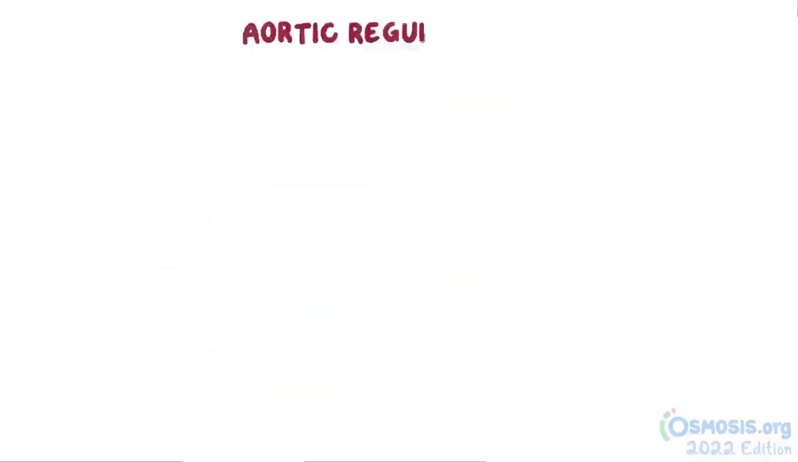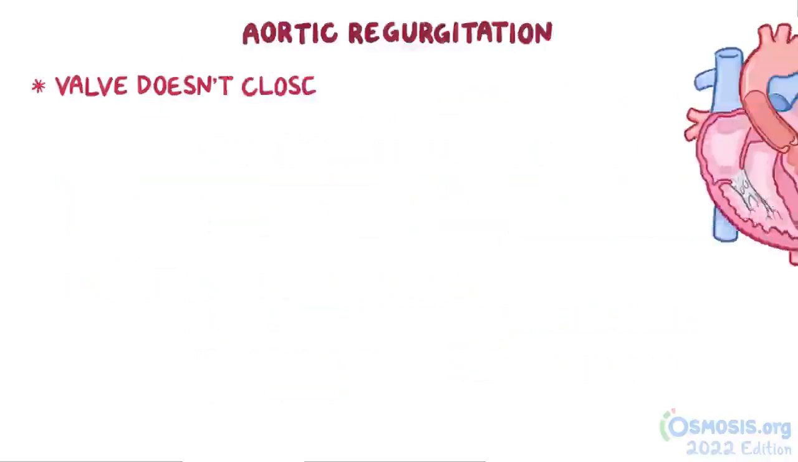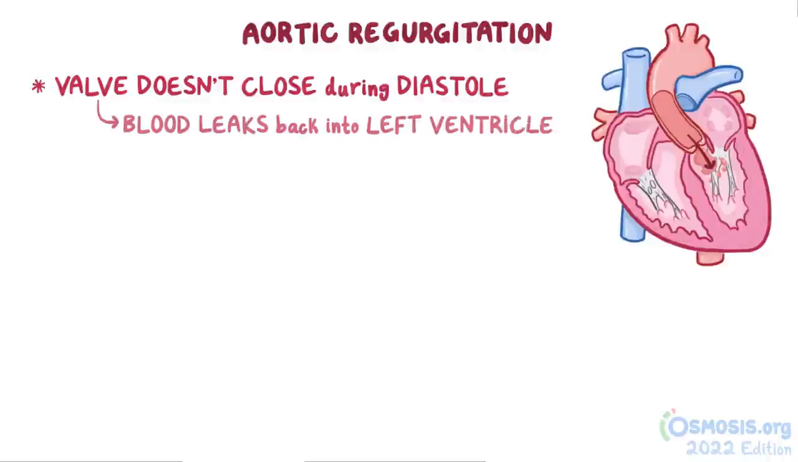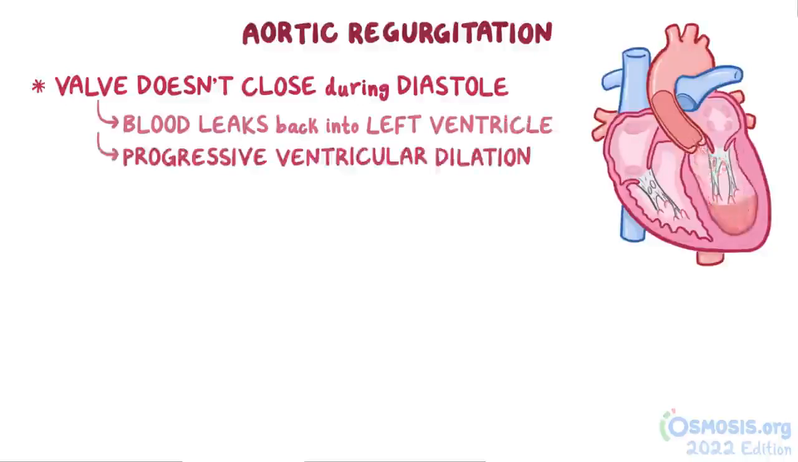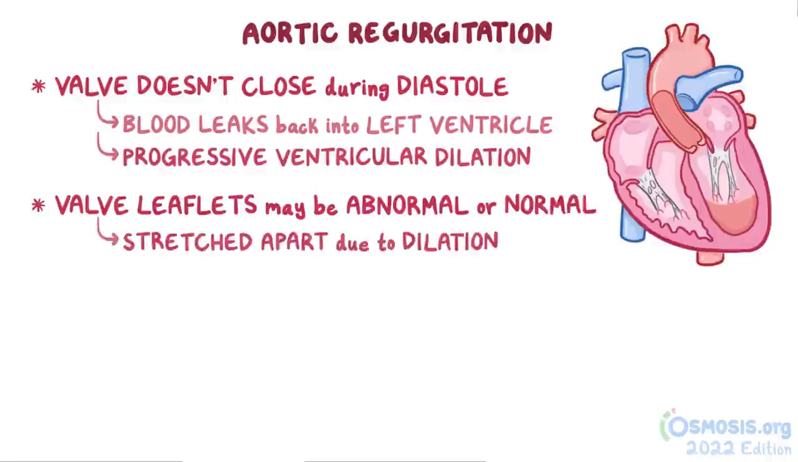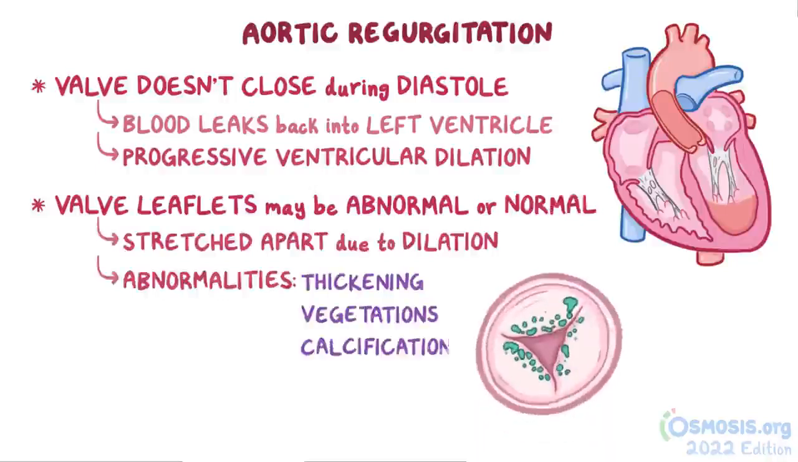Now, in aortic regurgitation, the valve doesn't close all the way during diastole, and blood leaks back from the aorta into the left ventricle. That leads to progressive ventricular dilation to accommodate the increased blood volume. The valve leaflets may be abnormal or may be normal but stretched apart due to dilation of the ascending aorta. Abnormalities that may be seen include thickening, vegetations, calcification, and prolapsed or flail leaflets.